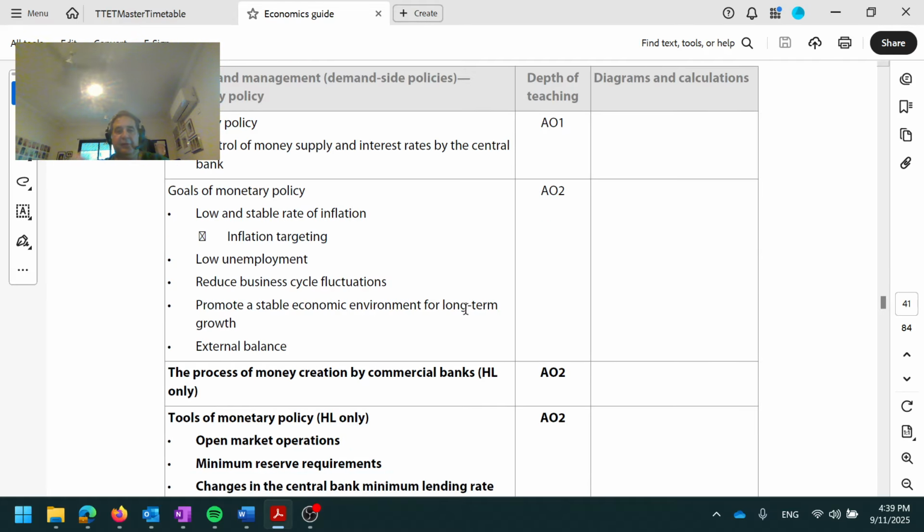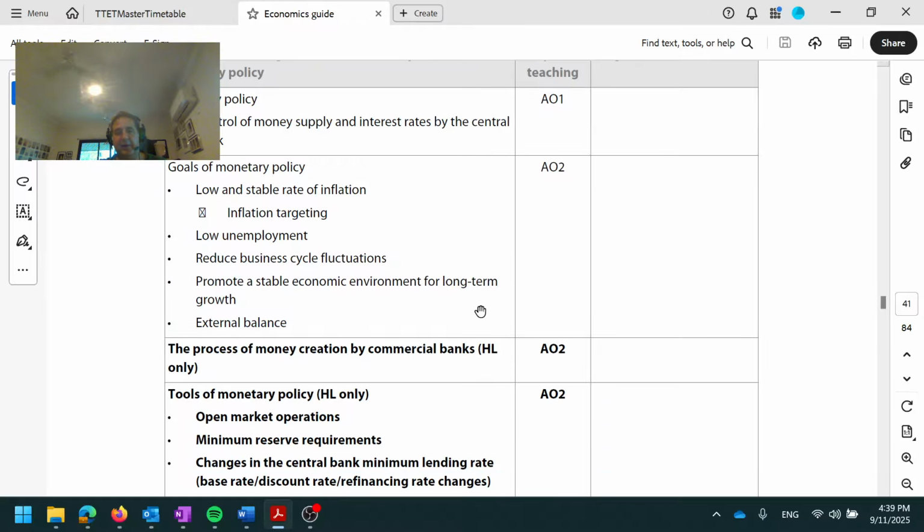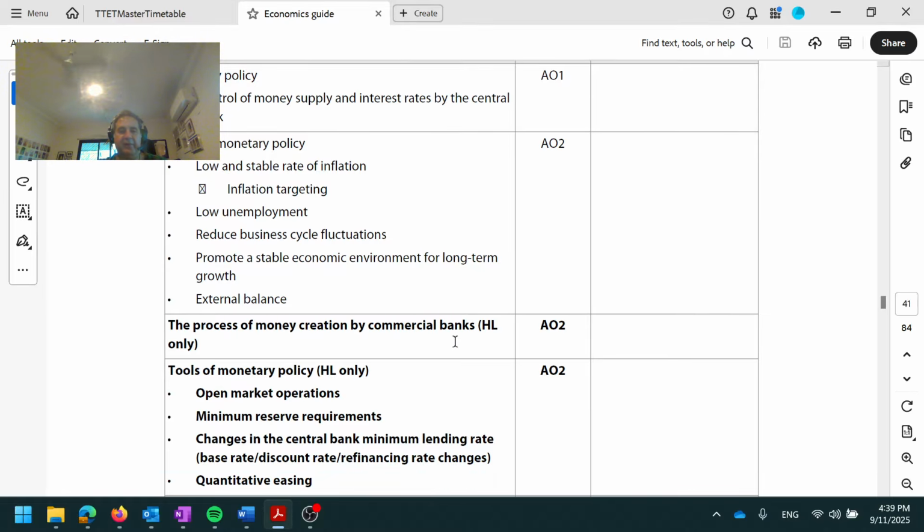Okay, monetary policy, basically controlling the money supply in order to determine the interest rate. We've talked about the mechanisms or the tools of monetary policy. You can see there, OMO, minimum reserve requirements, the bank's lending rates, base rate, discount rate, quantitative easing. Quantitative easing's not so sexy now. We're getting into quantitative tightening, so probably not really relevant for your test tomorrow.